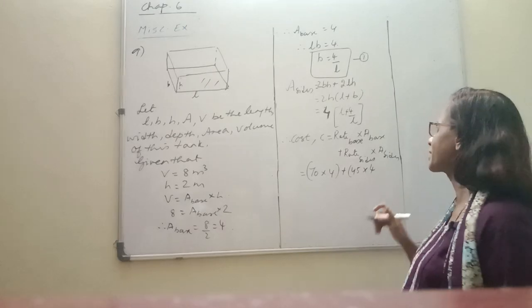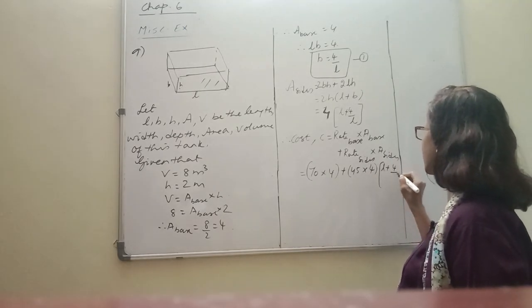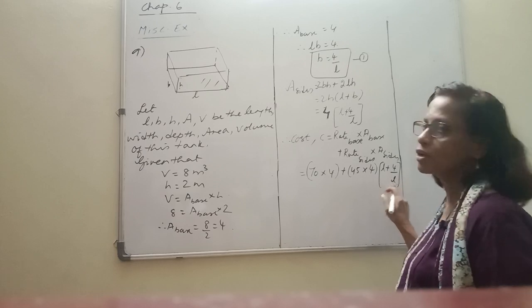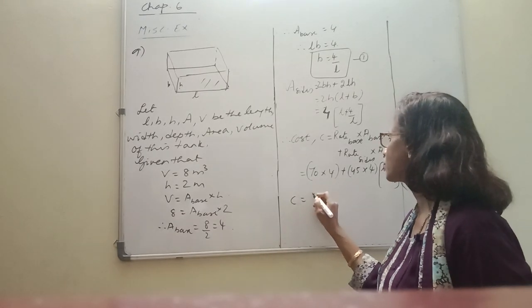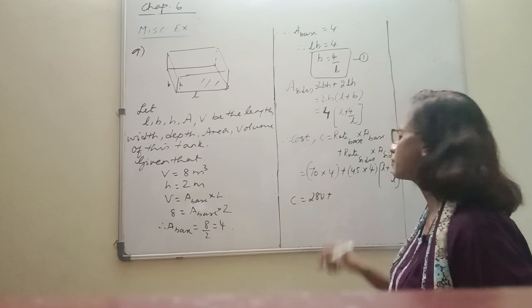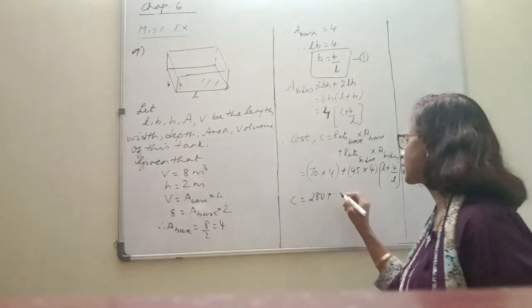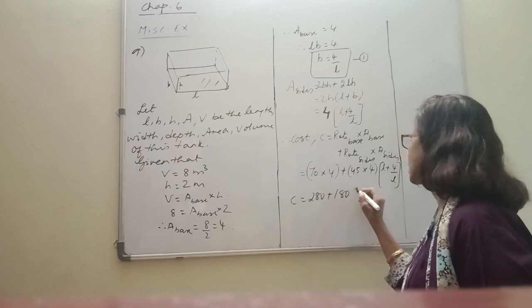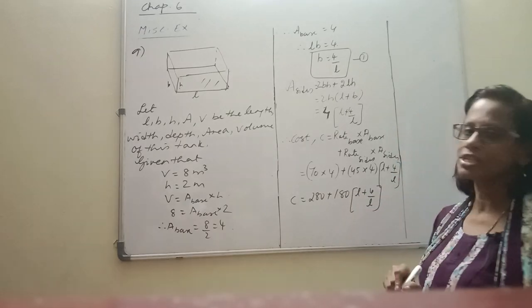Here there are variables coming: 4 times L plus 4 over L. So it is for us to work on this and to get the function. So C is our function. C is going to be 280 plus 45 times 4. 45 times 2 is 90, 90 times 2 is 180. I think we could take it like that, 180 times L plus 4 over L. Fine.